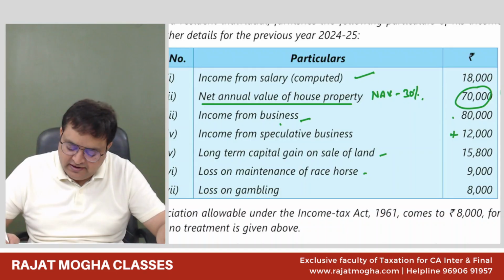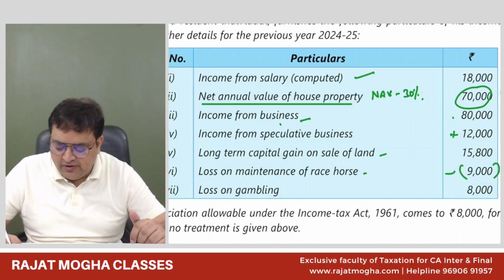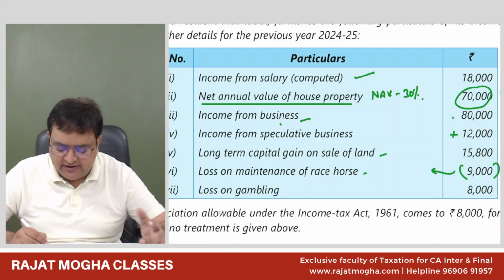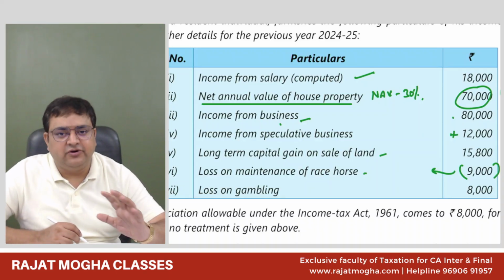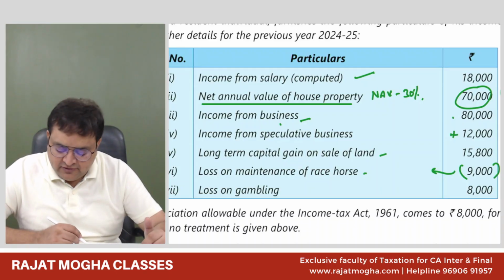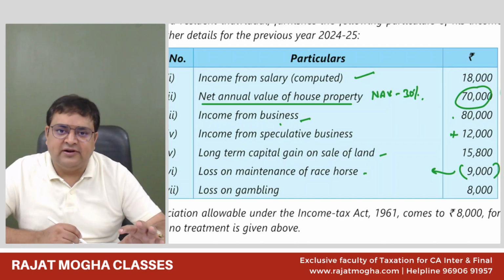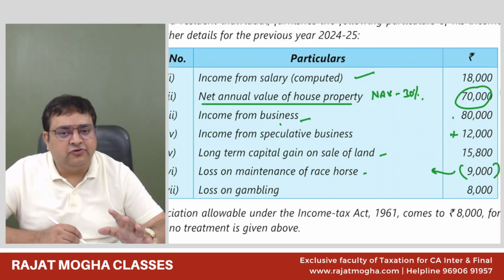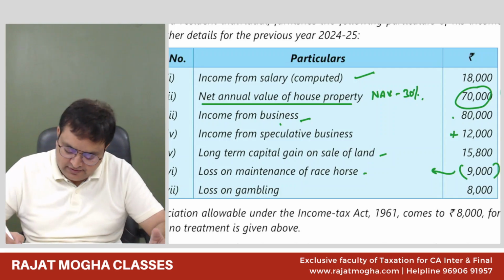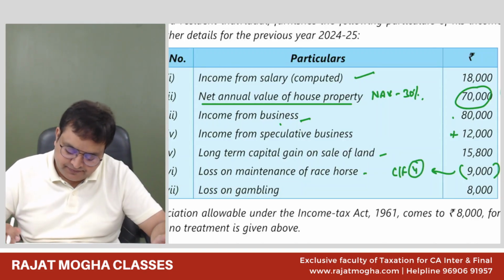So loss on maintenance of race horses, so it's a loss. This loss can only be set off from... it is not winnings, and it's not a casual loss, right? We are actually maintaining the race horses, so it's a kind of business activity. Expenses are allowed, losses are also allowed, but losses can be set off from any other racehorse business only. As of now, there is no racehorse business, so it would be carried forward for 4 years.